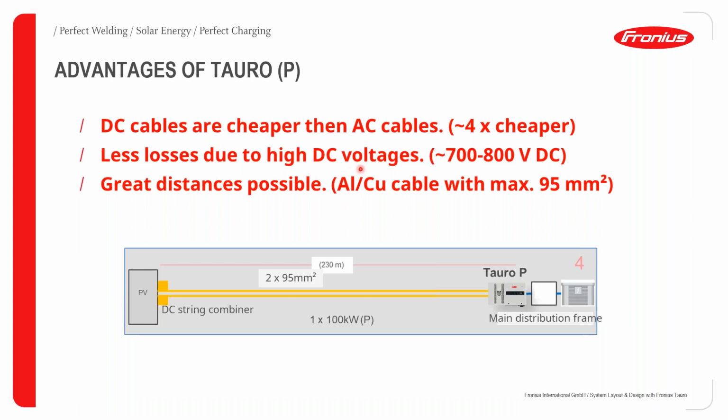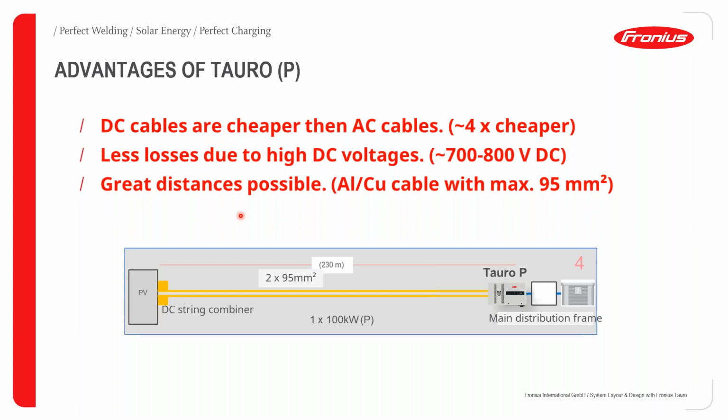There are also much less losses due to high DC voltages with the Tauro P. And again, this is because with your DC cables from your solar panels, they're generally in the range of between 700 to 800 volts DC. That's a very high voltage compared to what the voltage would be on the AC side. Remember, your voltage on your AC side is about 230 volts line to neutral, or 400 volts line to line, for example. So as you can see, 800 volts is almost double that on the DC side.